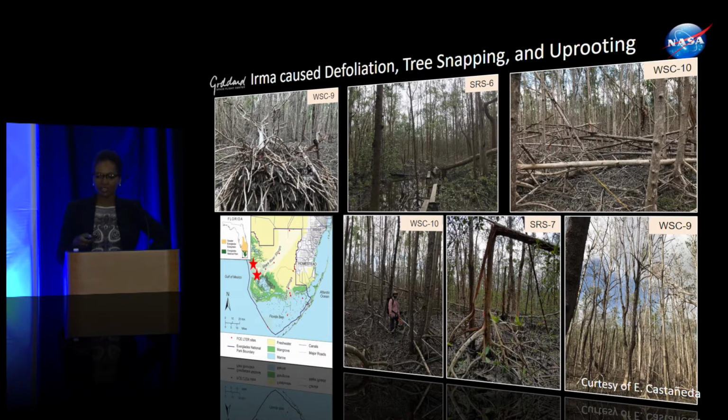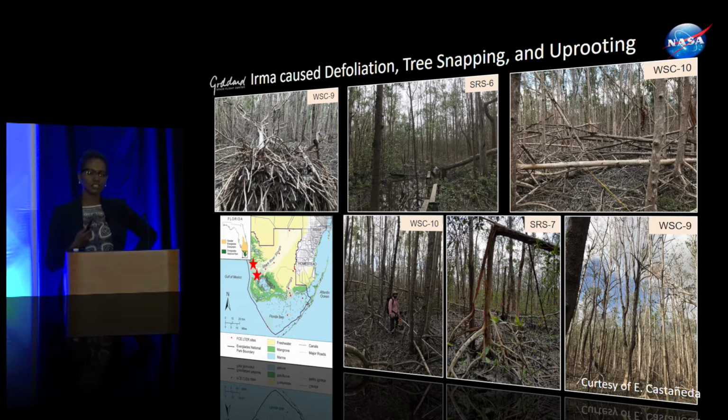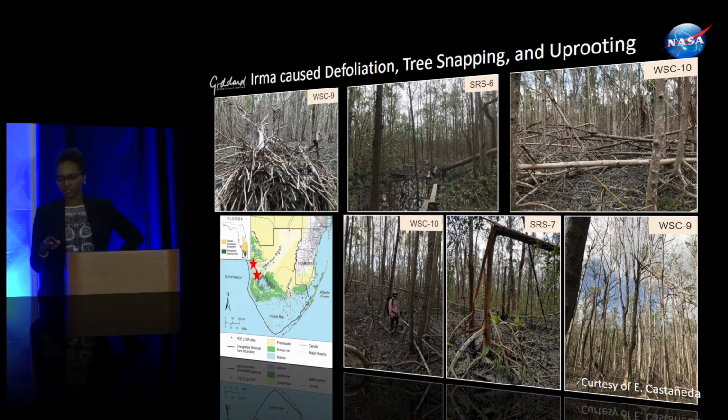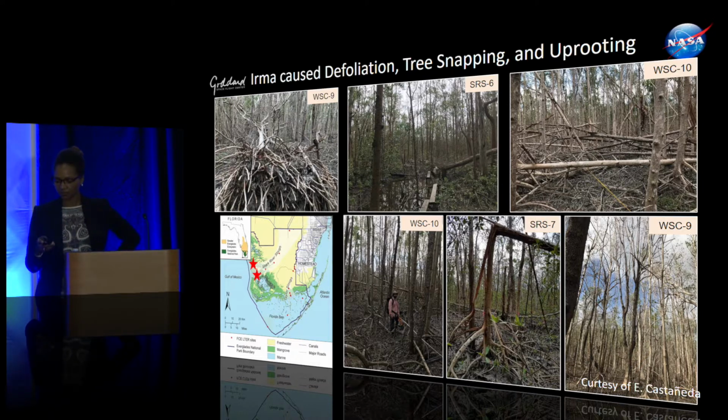As we know, Irma caused defoliation, tree snapping, and lots of uprooting. So in addition to having the airborne campaign, we also carried out extensive field campaigns so that we would have field validation of some of the measurements that we took. One of the goals was also to try to see whether we can actually estimate or measure the different types of losses that are a consequence of hurricane impact.